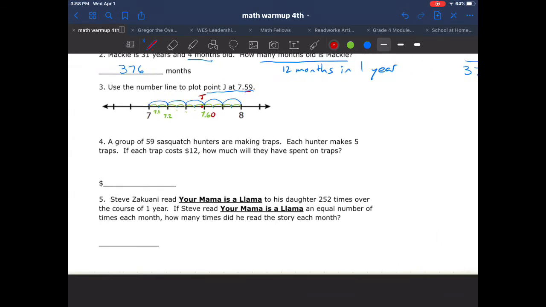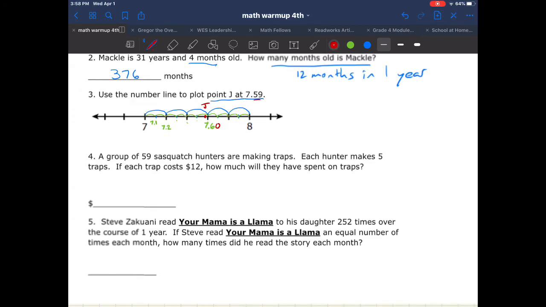Number 4, a group of 59 Sasquatch hunters are making traps, and each hunter makes 5 traps, and each trap is going to cost $12. How much will they have spent on traps? So we've got 59 hunters, and every one of them makes 5 traps, and they each cost $12. So we have to multiply 59 times 5 times 12.